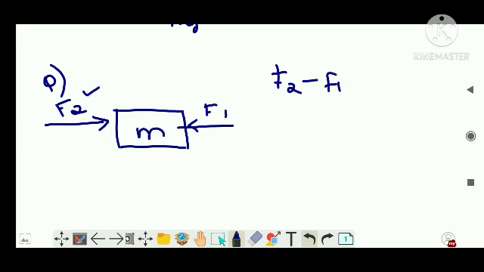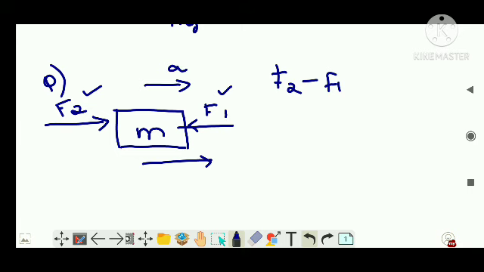Now, suppose I say F2 is greater than F1. That is, this force is greater than this one. So in which direction will the object be moving? Obviously in this direction. Suppose this is 30 Newton, this is 10 Newton. So where will the object be moving? Obviously in this direction. Keep that in mind. So that means the acceleration is in this direction.